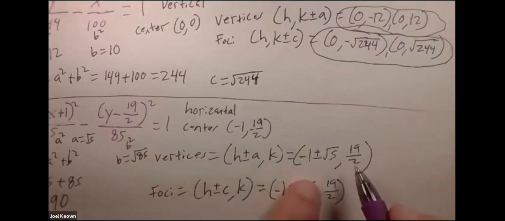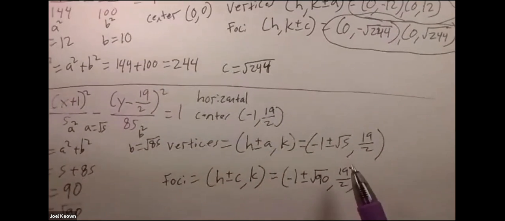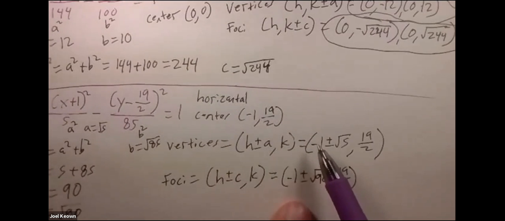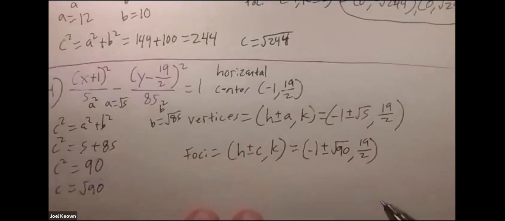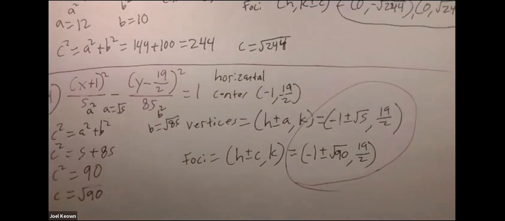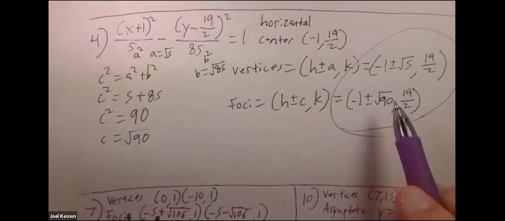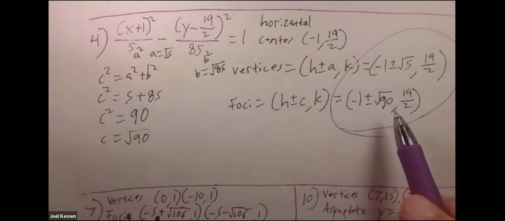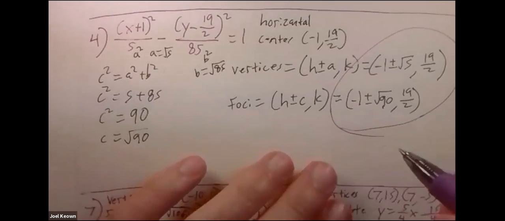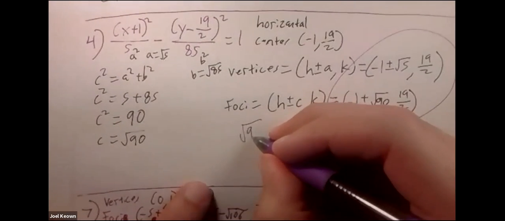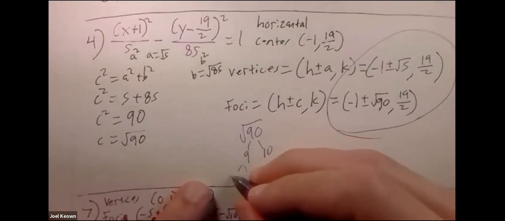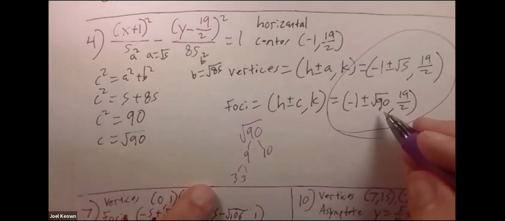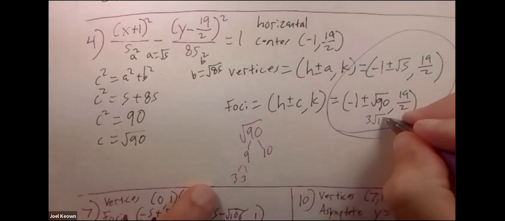I could write this out as 2 different ones, but I'm just going to leave it just like that. If you look at their answer, they'll have negative 1 plus square root of 5, comma, 19 over 2, and negative 1 minus square root of 5, 19 over 2. So it's the same thing. They probably simplify the square root of 90. I could change that to, let's see, 9 times 10, so 3 and 3. So I could rewrite that as 3 square root of 10.